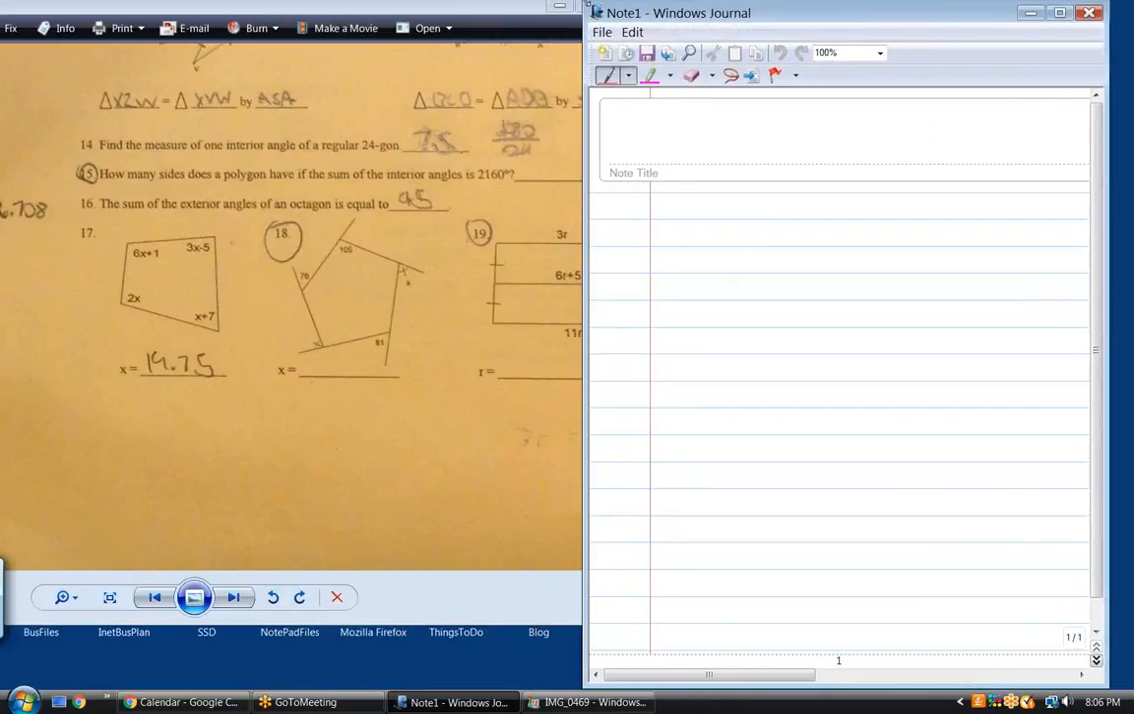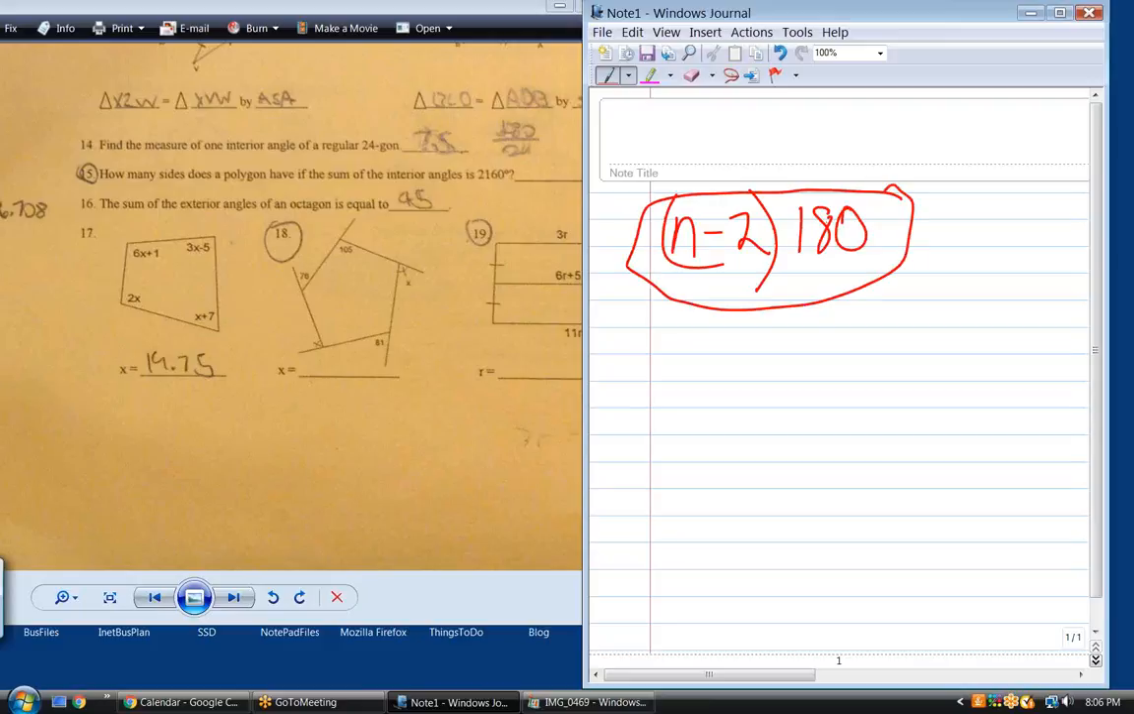15 is about polygons and the sum of the interior angles. What's the formula for the sum of the angles of any polygon? For the sum of the interior angles or sum of exterior angles? Interior. The exteriors always add to 360. So it would be 180 over n, and n would be the sides of the polygon? Not quite. The formula you want to remember is n minus 2 times 180. That's the sum of the interior angles. Check it on a triangle. Does it work?